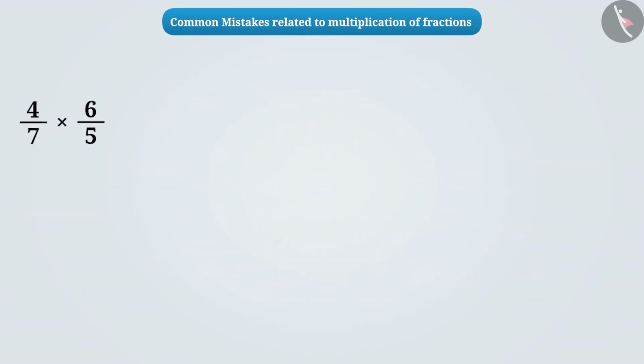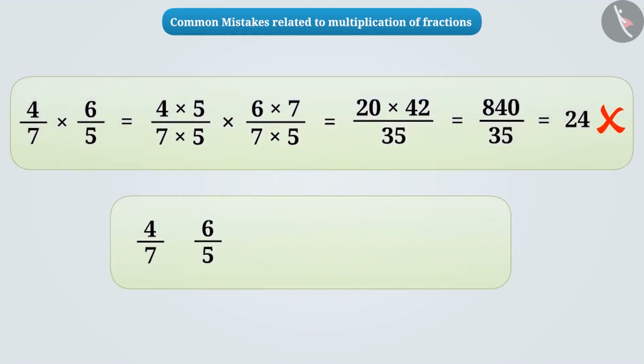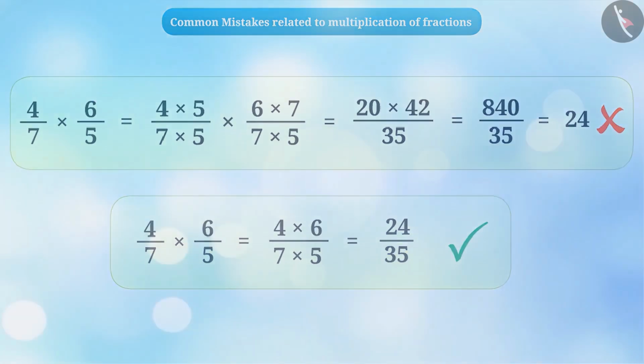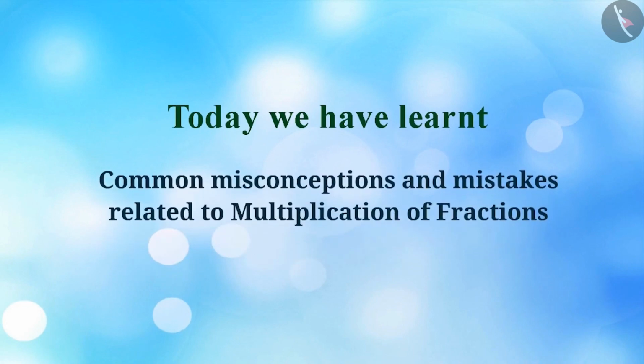If the denominators of the two fractions are not equal during multiplication, then some children try to make them equal. This is a misconception. To multiply two fractions, the numerators and the denominators are separately multiplied and written in place of the numerator and the denominator of the result. Today, we've learned some common misconceptions and mistakes related to multiplication of fractions.